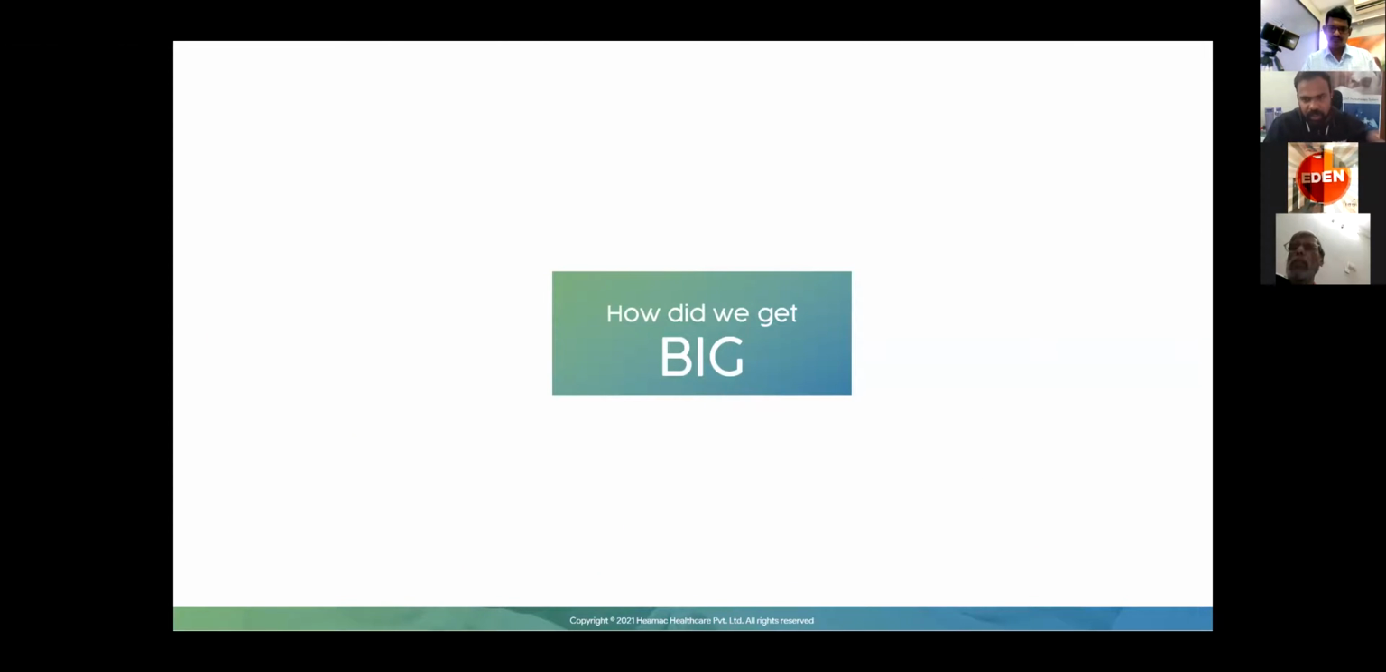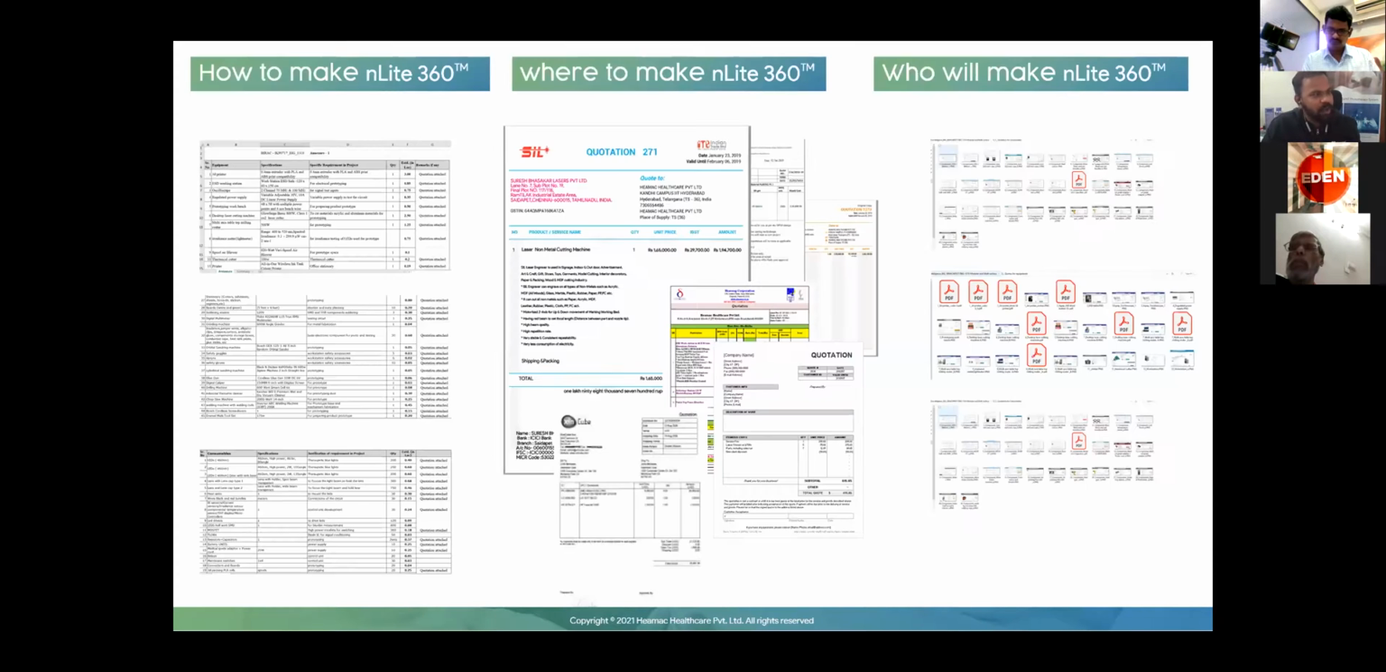The second thing is how we got the grant, particularly in terms of writing it. That was just before the grant, but right now, where all of you are, what did we do that helped us? We just answered 3 questions: how to make Anlight 360, where to make Anlight 360, and who will make Anlight 360. These are the 3 questions we put before we wrote the grant.